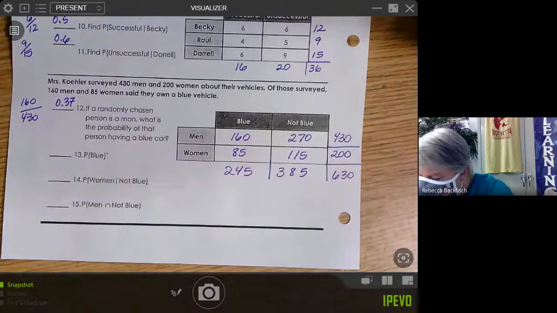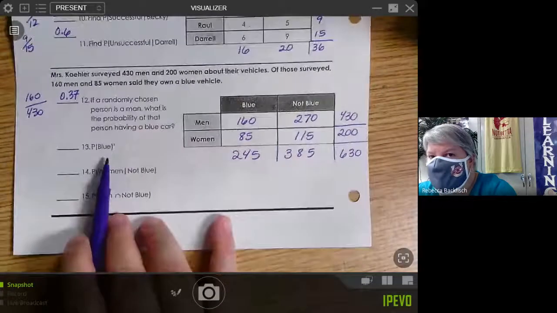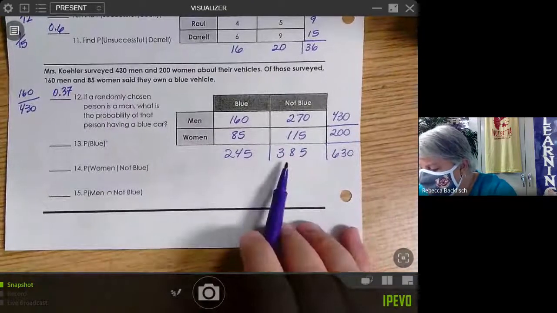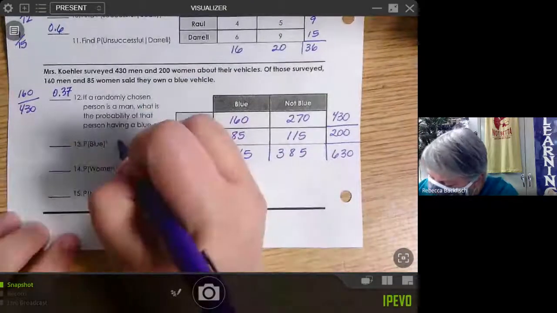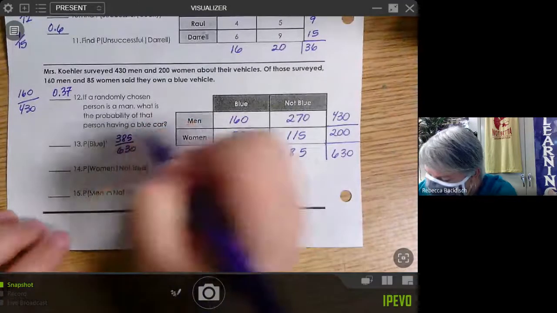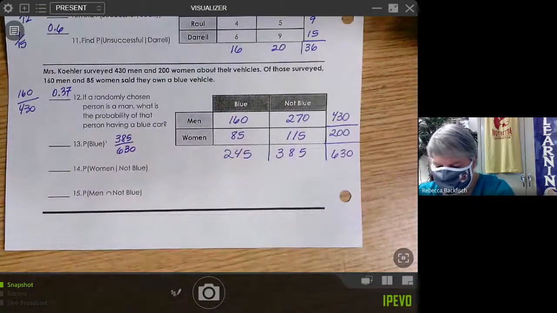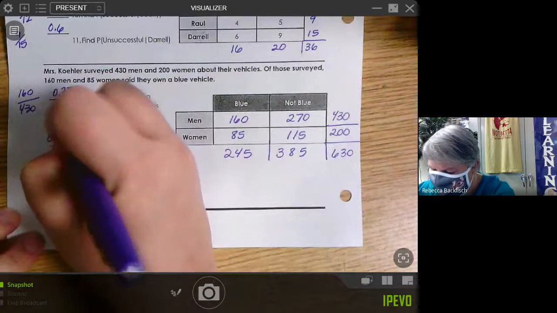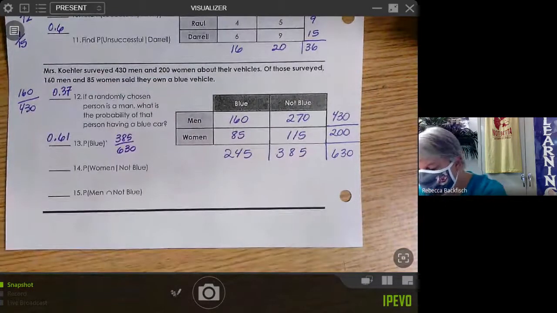Okay, what is the probability of not being blue? A car not having a blue car. So that means out of everybody. So not blue is 385, out of everybody, which is out of 630. I get 0.61. 61% of people do not have a blue car.